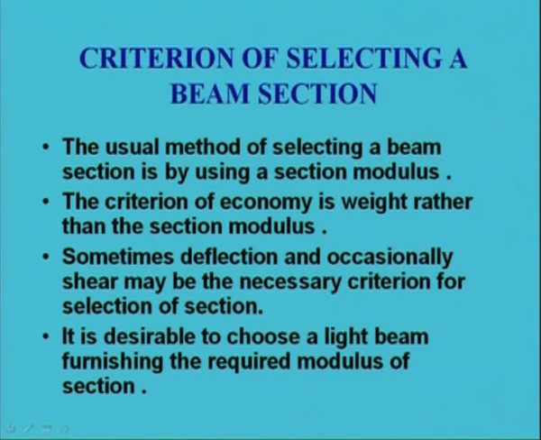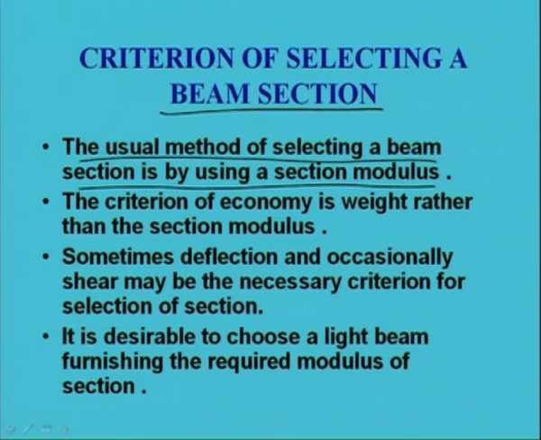Now, criteria for selecting a beam section. What are the criteria? First, the usual method of selecting a beam section is by using the section modulus. As we know, sigma is equal to M by I into y. That means M by I by y is Z. So, this is called the section modulus. From this we can find Z is equal to M by sigma.